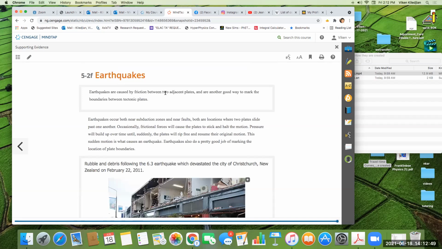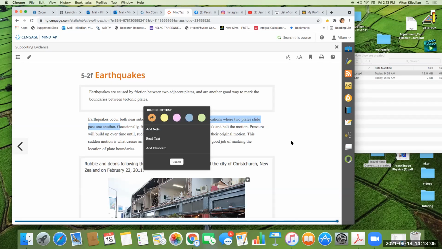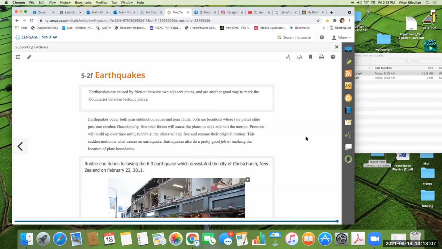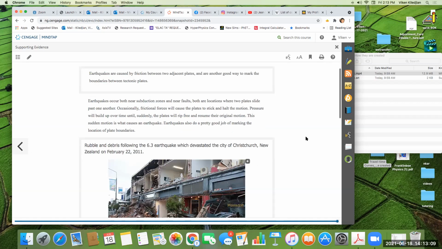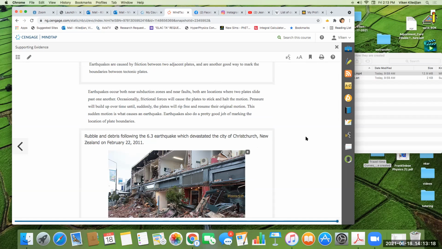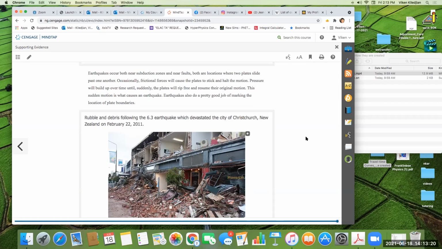Earthquakes are caused by friction between two adjacent plates and are a good way to mark the boundaries between tectonic plates. Earthquakes can occur near subduction zones and near faults. Both are locations where two plates slide past one another. Occasionally, frictional forces will cause the plates to stick and halt the motion. Pressure will build up over time until suddenly the plates rip free and resume their original motion. This sudden motion is what causes an earthquake.